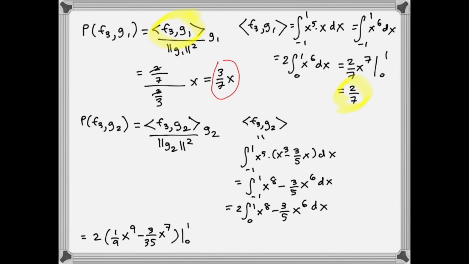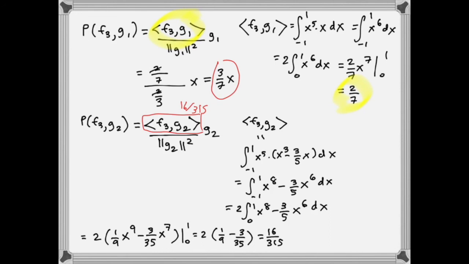So if we actually multiply that out, we get what? Let's see here. This is 2 times 1/9 minus 3/35. Again, F3 inner product with G2, right? If you multiply that out, you do get 16/315. So right up here, this is 16/315. Now, what about the inner product of G2 with itself?